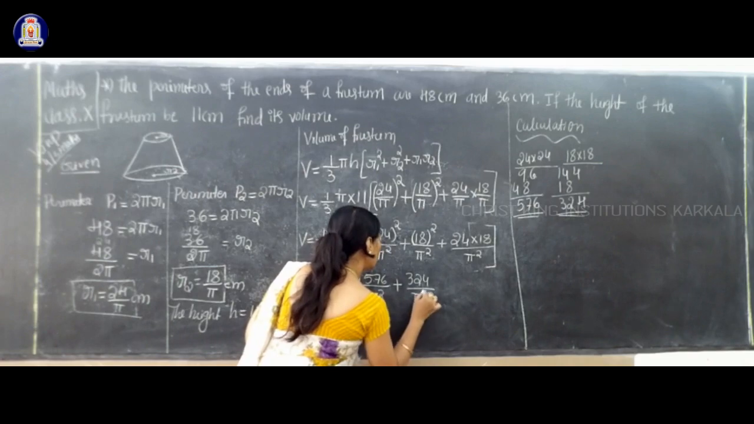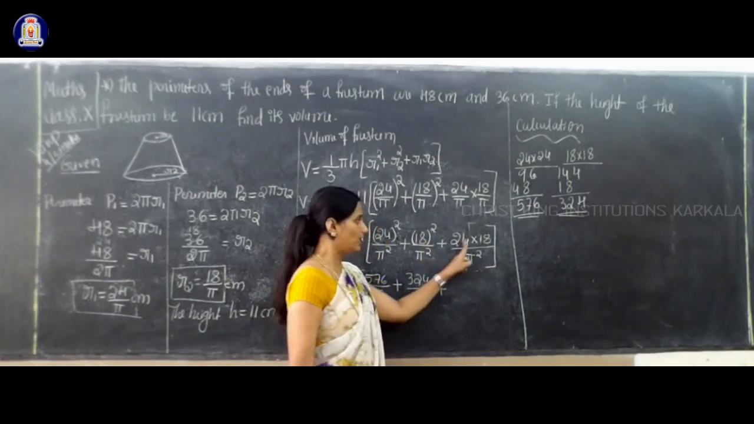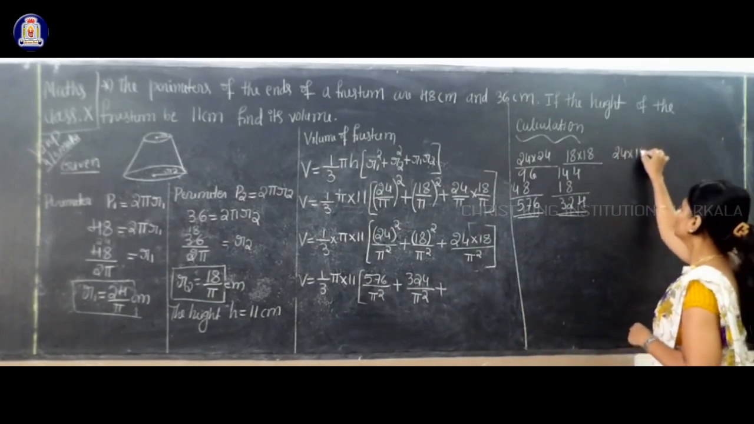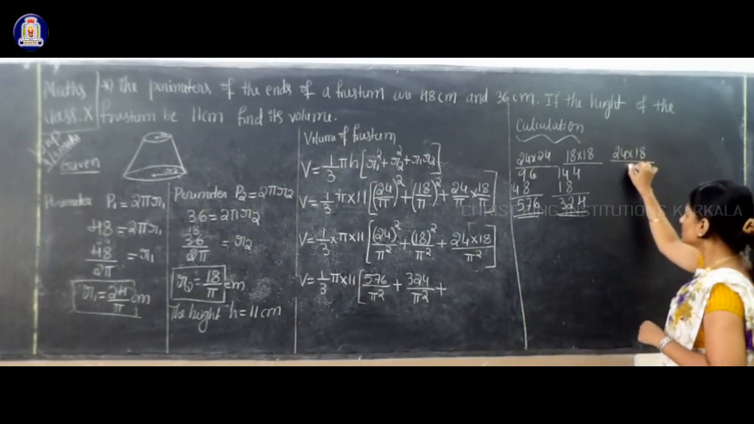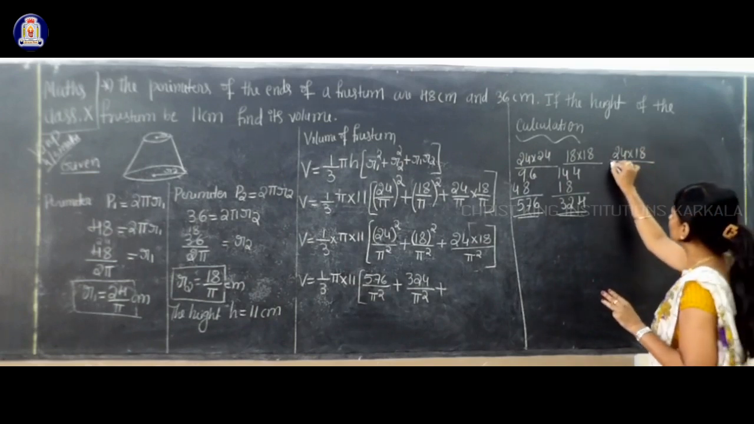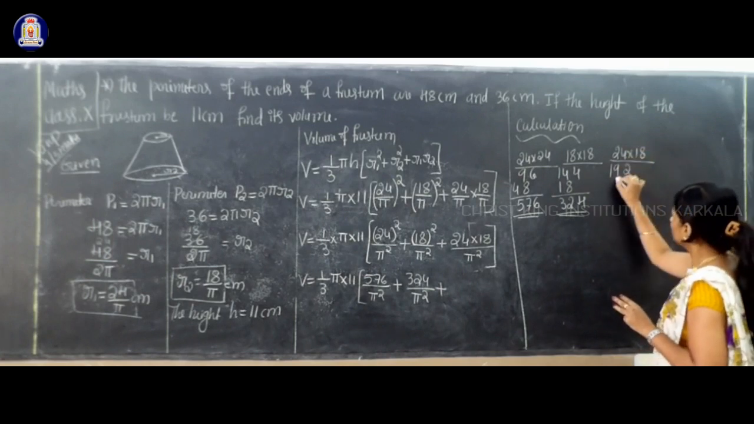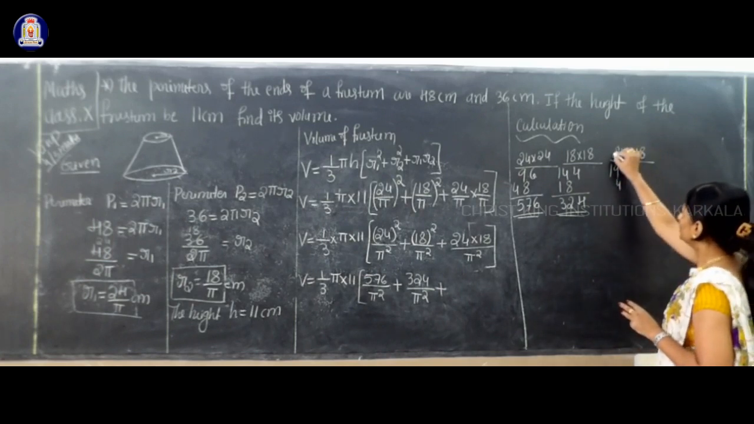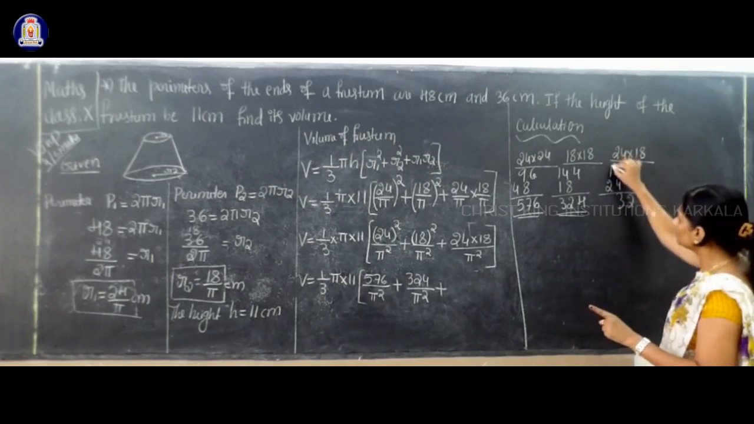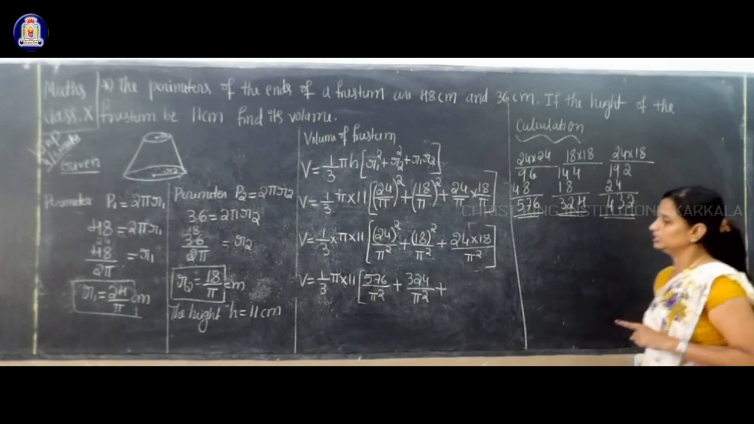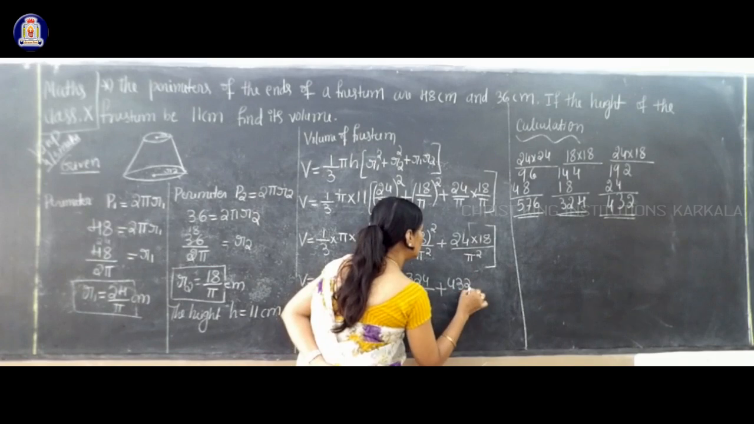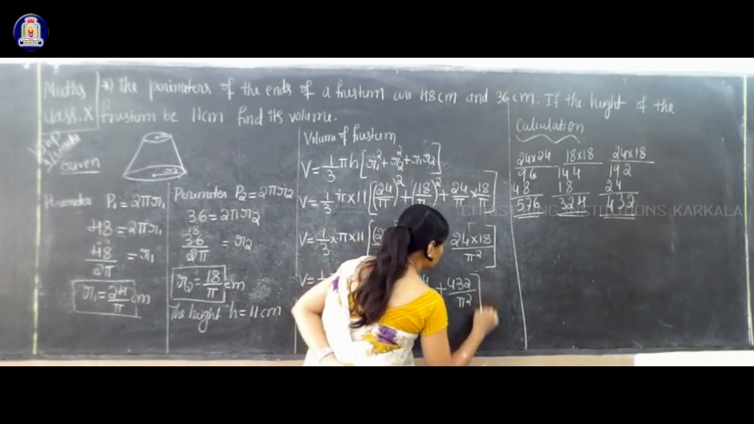324 divided by pi square plus 24 into 18. So 24 into 18: 8 4s are 32, 3 carry. 8 2s are 16, 16 plus 3 is 19. So 1 into 4 is 4, 1 into 2 is 2. So it is 432. So 24 into 18 is 432 divided by pi square.